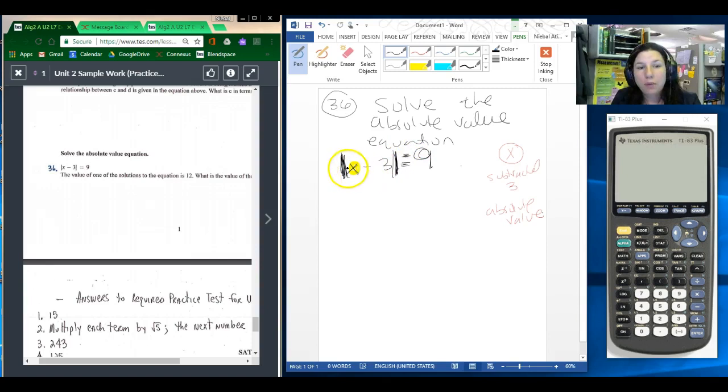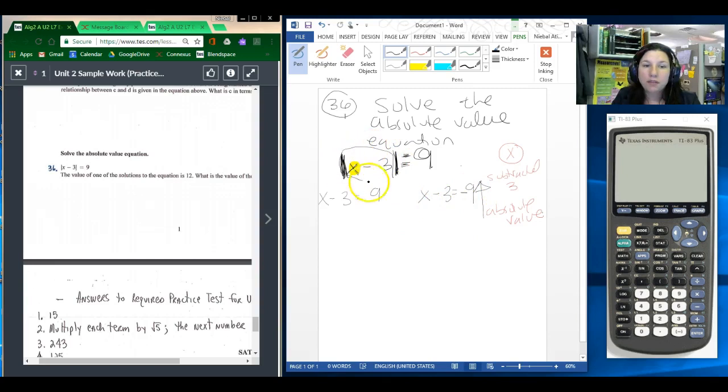For the x, I need to undo what's happening to it. We have to reverse this minus 3 and undo the absolute value sign. So we're going to work backwards. How do I undo the absolute value? If I had addition, I undo it by subtracting. If I had dividing, I undo it by multiplying. You undo absolute value by writing out both possibilities.